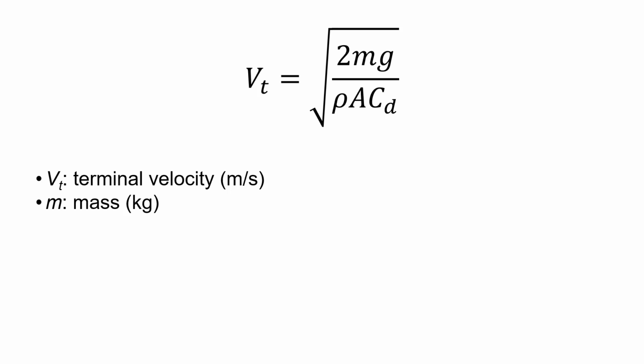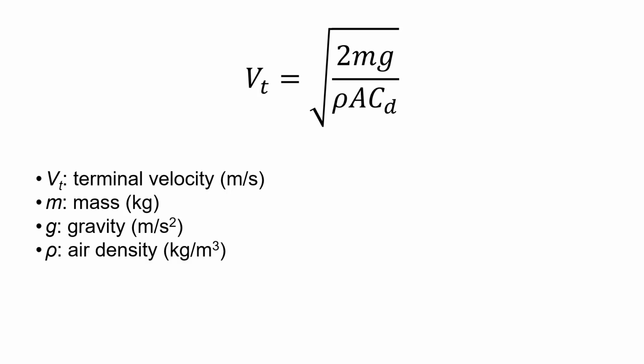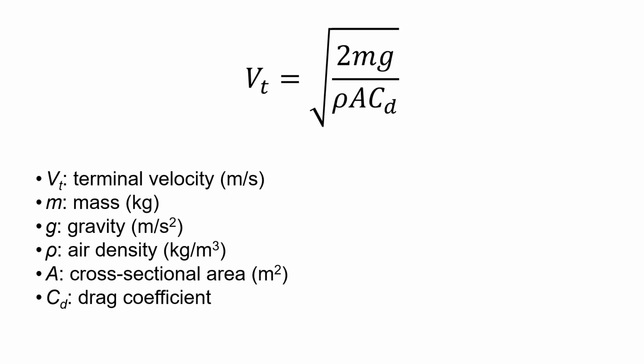M is the object's mass in kilograms. G is the acceleration due to gravity in meters per second squared. Rho is the air density in kilograms per cubic meter. A is the cross-sectional area of the object in meters squared. And CD is the drag coefficient. This is a dimensionless number that depends on the object's shape. The terminal velocity is what you're trying to solve for and what you can compare to your experimental results once you've found it using all of the other parameters.